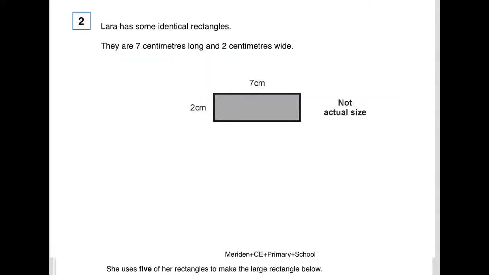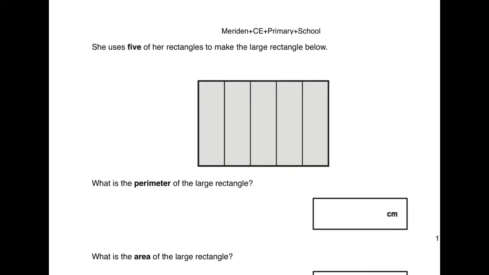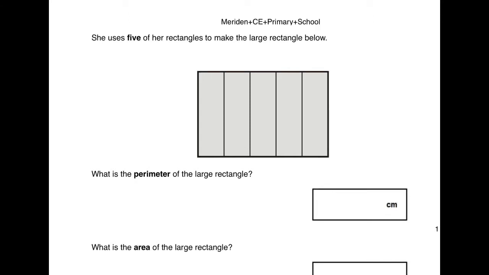So we're going to go through question 2 as well. Lara has some identical rectangles. They are 7 centimetres long and 2 centimetres wide. So 2 wide, 7 long, remember, not actual size. So that's some key information that we need to know to answer this question. She's using 5 of her rectangles to make the large rectangle below. So it's a good idea to write the information you know already onto the diagrams that you've got in the question. Make use of them to help you to get your thinking out there and put down what you know.